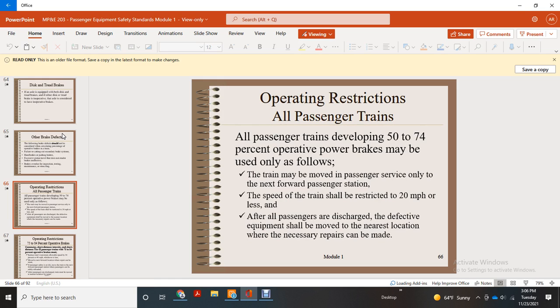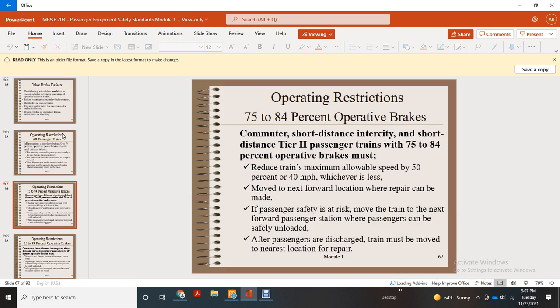Operating restrictions on all passenger trains. All passenger trains that develop 50 to 74% operated power brakes may be used only as follows. The train may be moved in passenger service only to the next forward passenger station. Speed of the train shall be restricted to 20 miles per hour or less, and after all of the passengers discharge, the defective equipment should be moved to the nearest location where the necessary repairs can be made.